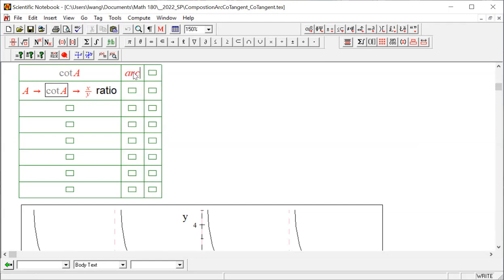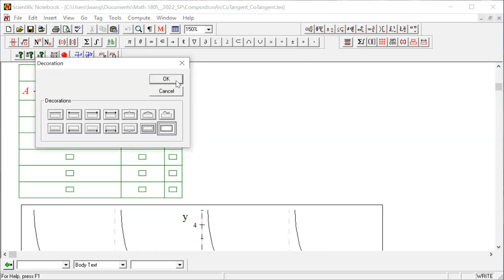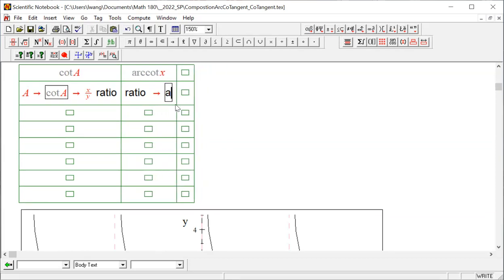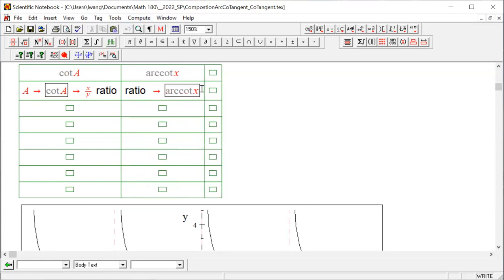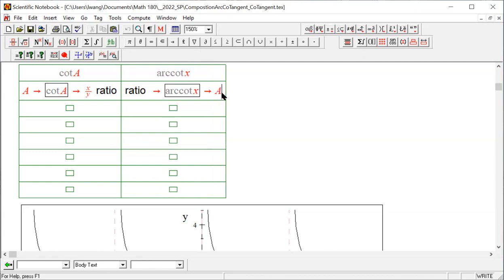Arc cotangent takes a ratio and produces an angle. We talked about all the reasonings in the previous lessons. Here we're going to be focusing on the composition, but before we do the composition, we're going to review and recap these. They produce an angle, but these angles have to be exactly one for each ratio.